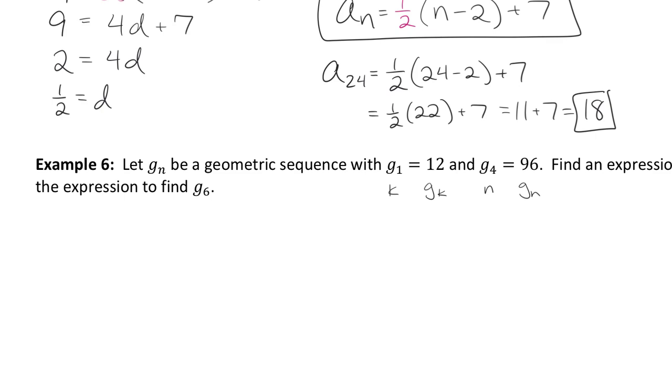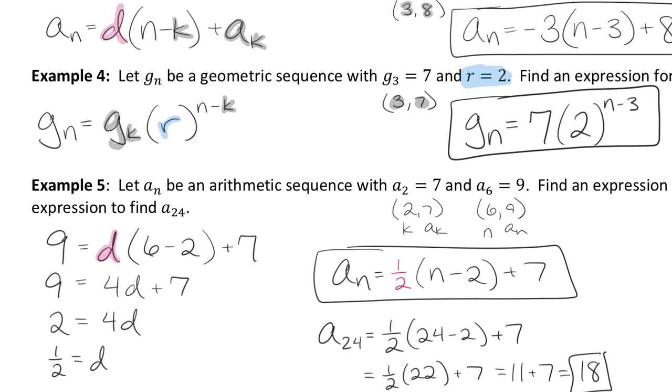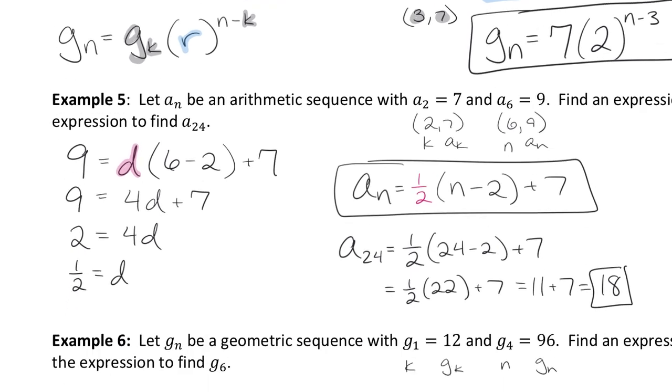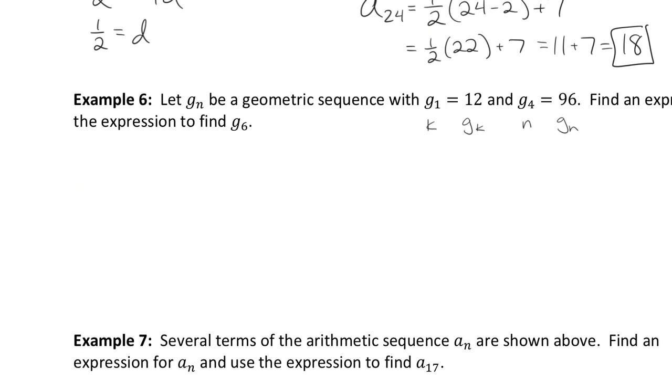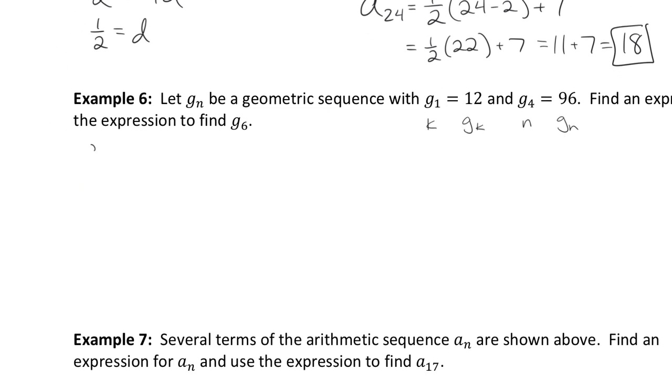So if we fill in the geometric formula, which I'm reading from example 2, we wrote it down up there with the little blue r. G sub n I labeled to be 96. G sub k I labeled to be 12. The r, we don't know. We're going to find that out. Raised to the 4 minus 1 power.